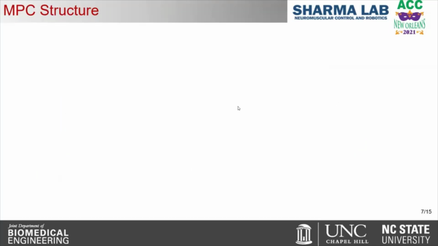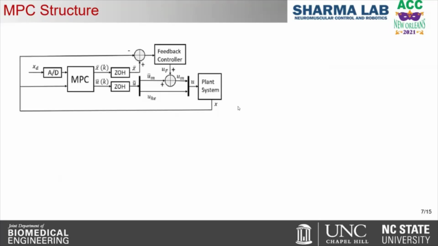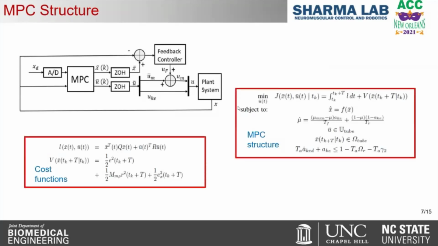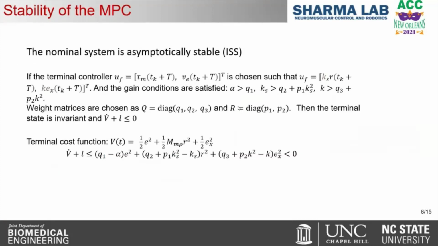This is the structure of a tube-based MPC, which consists of a nominal MPC without disturbance and a feedback part, which deals with the modeling uncertainty and disturbance. The objective is to get optimal FES and motor input that minimizes the cost function. To ensure stability, we added a terminal cost function for the final state of each prediction horizon. The terminal cost value will asymptotically go to 0. To achieve this, the terminal controller was designed.